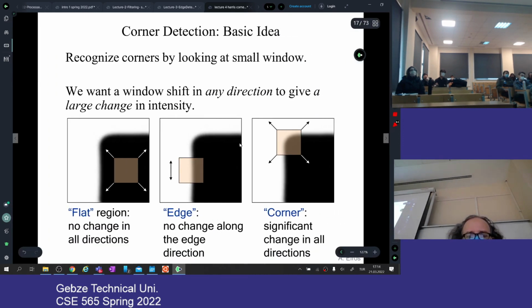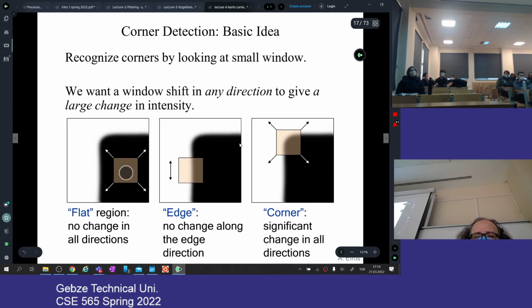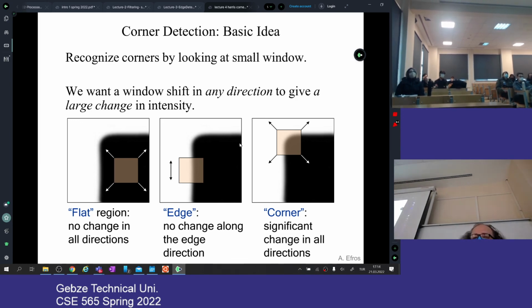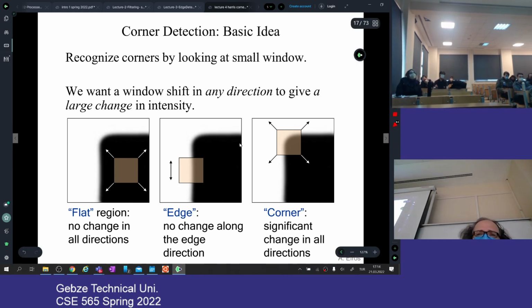So let's look at this one. Let's say this is my image, bright background and dark object. If I am looking at this window, I am in a flat region. Nothing interesting is happening. If I move left, right, up, down, it doesn't matter, I see the same thing. So these kind of places are not distinctive. I don't like these kind of places in terms of corner detection. It's just a flat region. Nothing is happening when I move around. So that's called the flat region here.